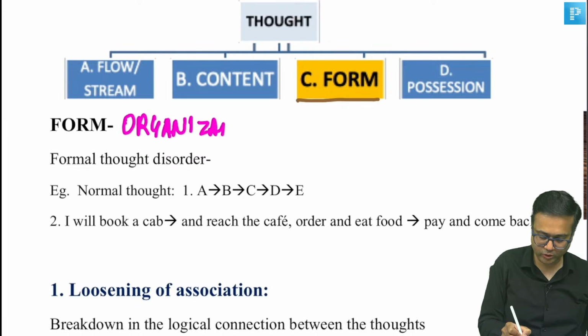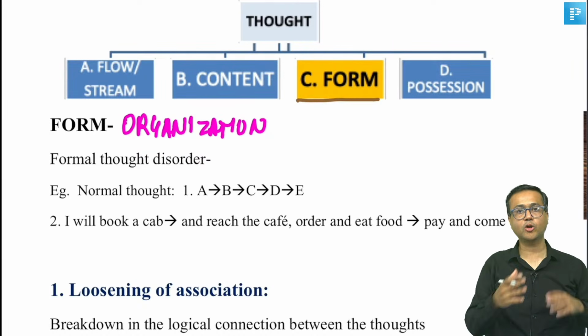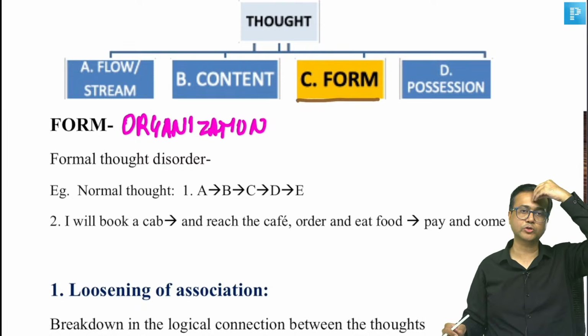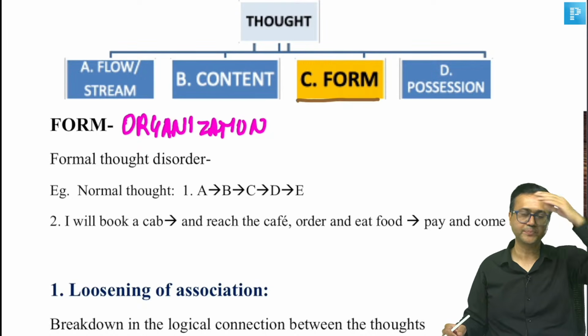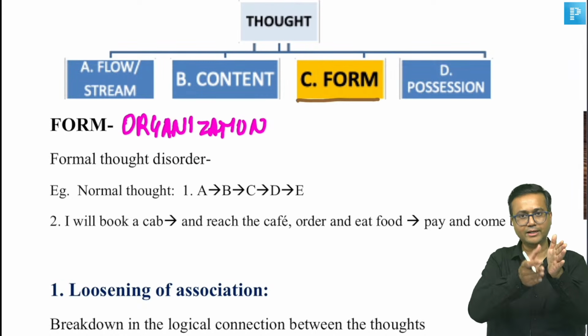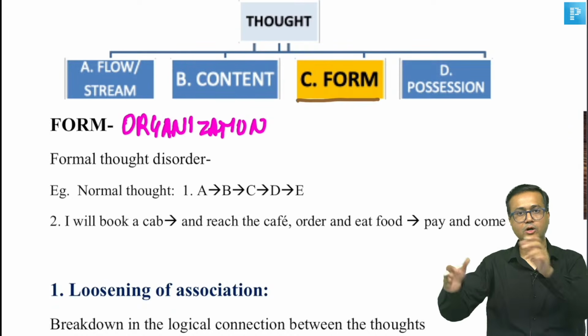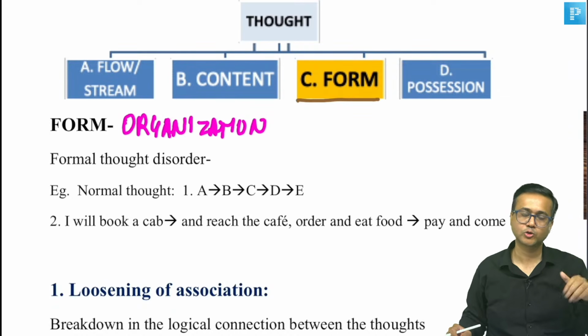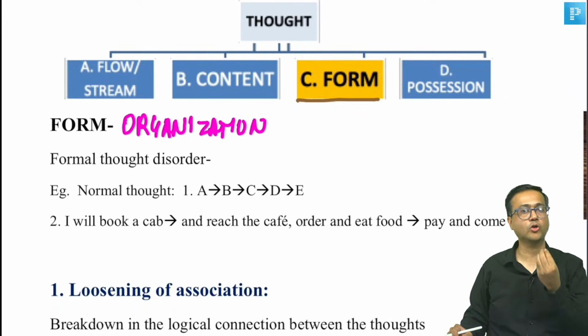See, our thoughts are organized. They are logically connected. Pick up any of your thoughts, and you will see it is logically connected. It has a start, it has a middle part, it has an end, and everything will be logically connected. So that is the meaning of form. Form means structure or organization.